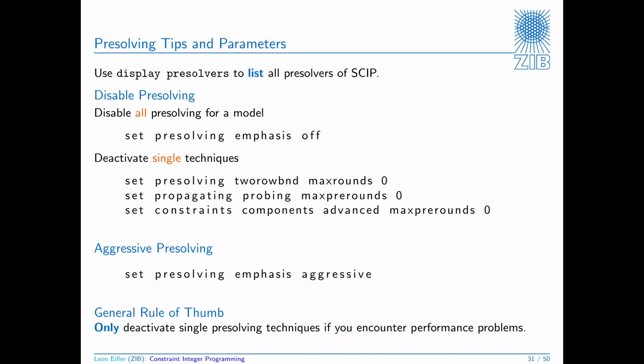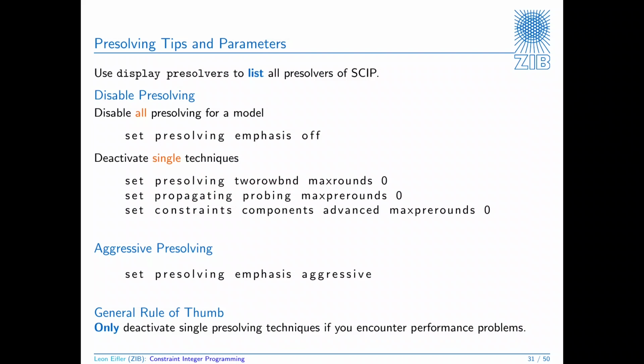If for some reason you want to disable all pre-solving for a model, then you can do this by setting the emphasis setting to off. This could be useful if you really want to know that the problem that gets solved is actually the problem that you put in. Maybe for some research question, it is relevant. You can deactivate single pre-solvers, as you see on the deactivate single techniques point. You can set the emphasis setting to aggressive, so that it will try to use more pre-solving.